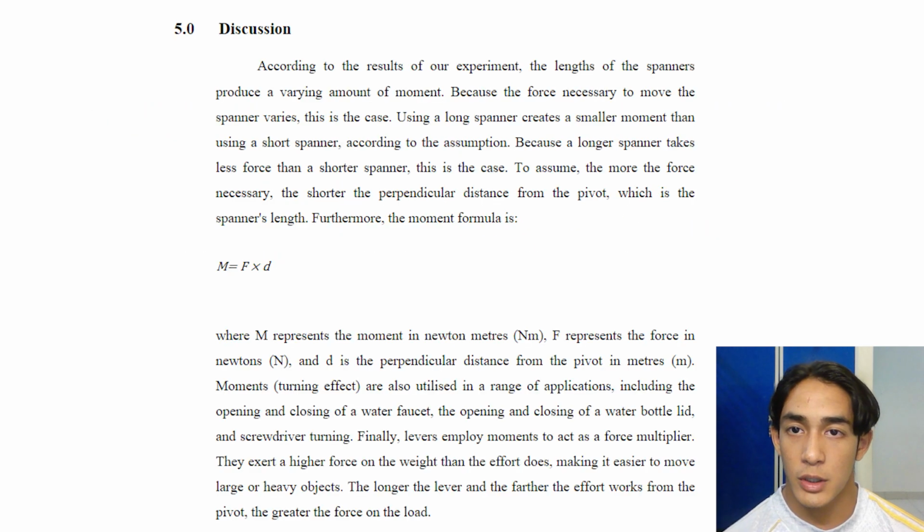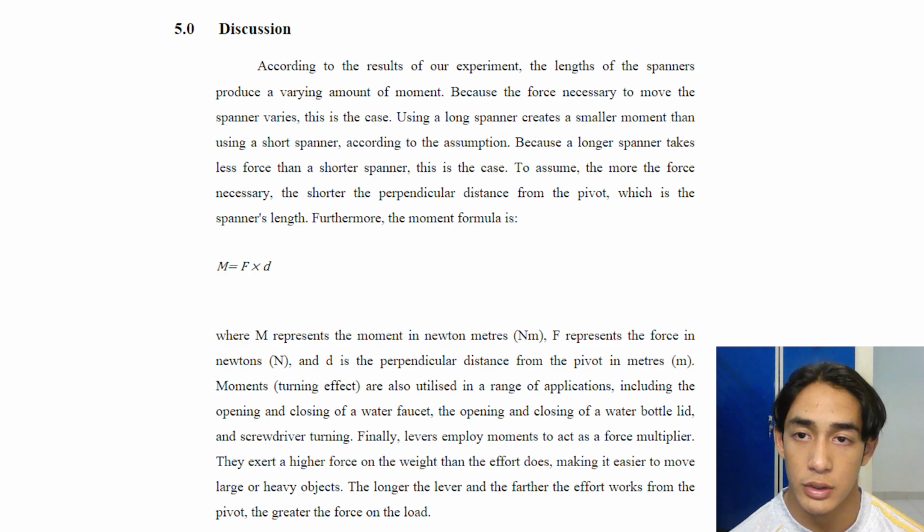Next, I will be explaining about the discussion. According to the results of our experiment, the length of the spanners produces a varying amount of moment, because the force necessary to move a spanner varies. Using a long spanner creates a smaller moment than using a short spanner, according to the assumption, because a longer spanner takes less force than a shorter spanner. To assume the more force necessary, the shorter the perpendicular distance from the pivot, which is the spanner's length.